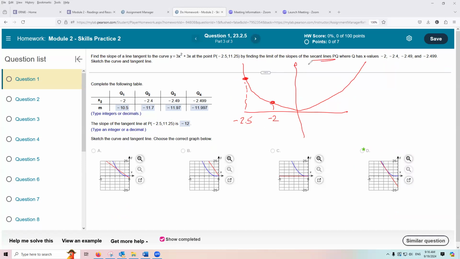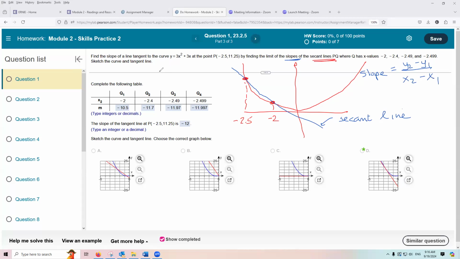Now, when they say a secant line, what they mean is a straight line joining these 2 points. I'm going to draw a straight line joining those 2 points. This line is called a secant line. Notice this is not a tangent line. A tangent line only touches the graph at one point. So what they're asking us is find the slope of this blue line. Well, to find the slope of a straight line, you use y2 minus y1 over x2 minus x1. You probably remember this from algebra.